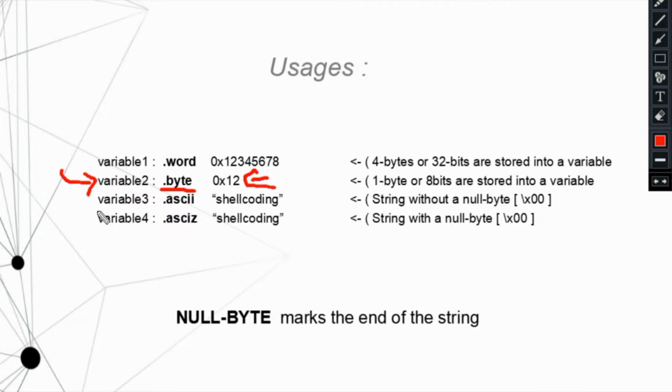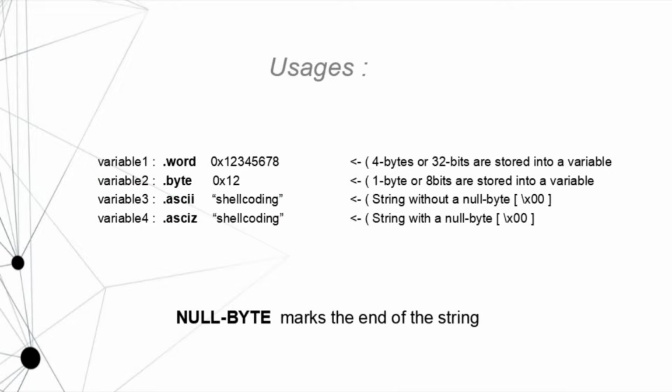Then we have declared two variables, 3 and 4, with the same string but different data types, .ascii and .asciz. With .ascii, we are telling the assembler that this string is without a null byte, and with .asciz it is with a null byte.